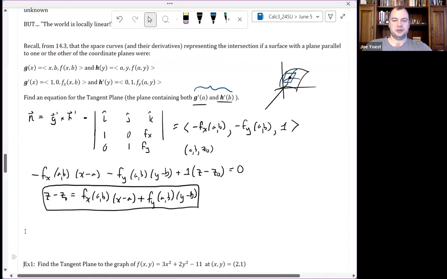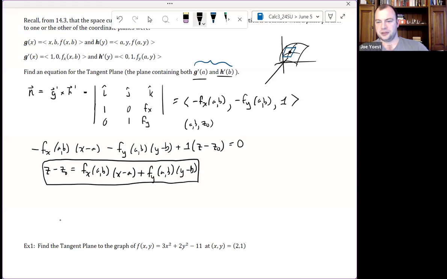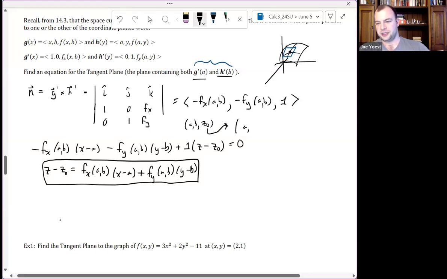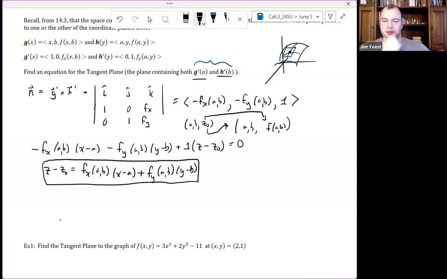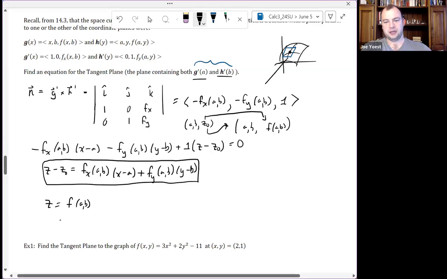That's one way to view this. I could also note that z naught is actually f of ab, because we're on this surface representing the graph of f, right? So I could rearrange things and say that z is f of ab plus fx of ab times x minus a plus fy of ab times y minus b.